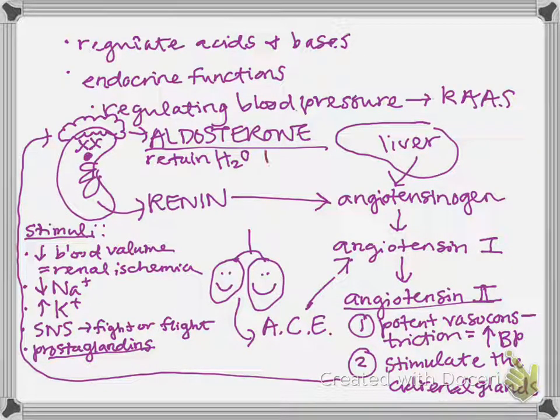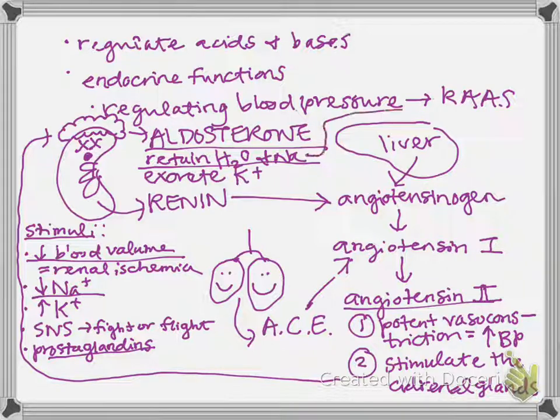sodium and water and excrete potassium. So notice decreased blood volume, decreased water in the blood, decreased sodium in the blood. We're retaining water and sodium. That's going to increase water and sodium levels. The net result being increased blood volume. It also helps us to excrete potassium. If you notice here, we have increased potassium as a stimulus. So the stimuli are the opposite of the effect.